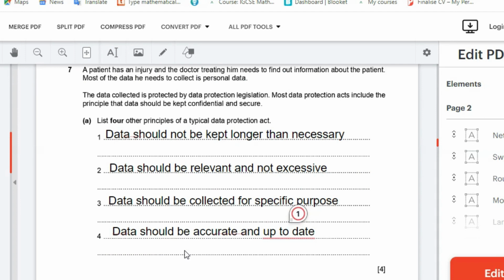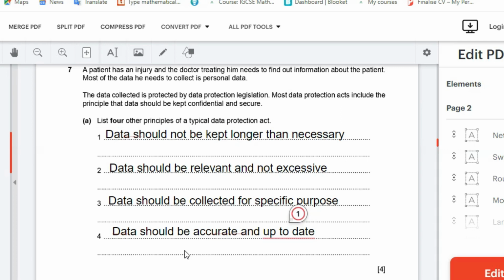data should be processed for the stated purpose. Data should be fairly and lawfully processed. Also, data should not be transferred to another country unless they have adequate protection. And let me give you one more. Data should be processed in accordance with the data subject's rights.